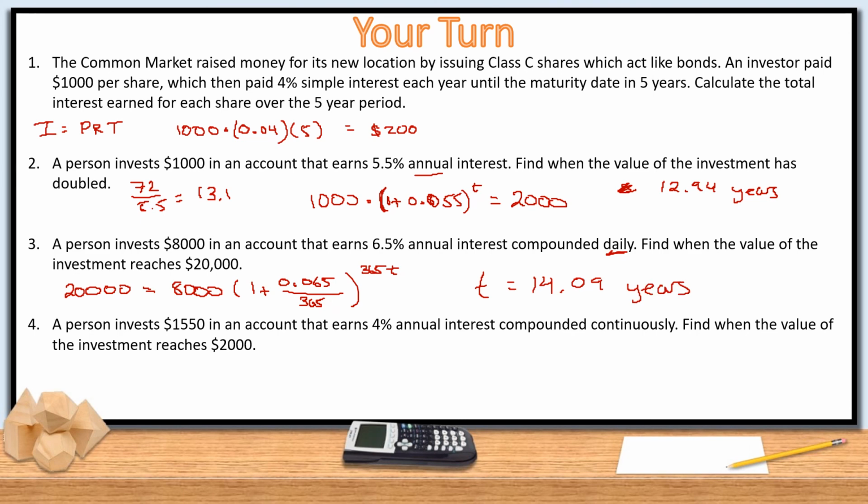And the last one, so $1,550, 4% annual interest compounded continuously. When does the value of the investment reach 2,000? So 2,000 equals 1,550. Now this is the PERT formula, so P-E-R-T. So it's times e to the power of r, 0.04t. So we got 2,000 on one line, 1,550 on another, times e to the power of 0.04x.